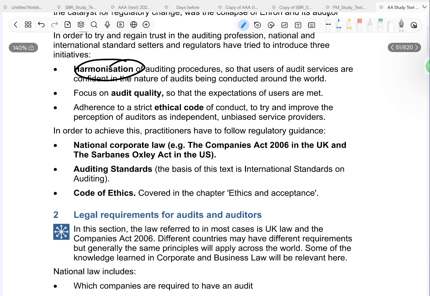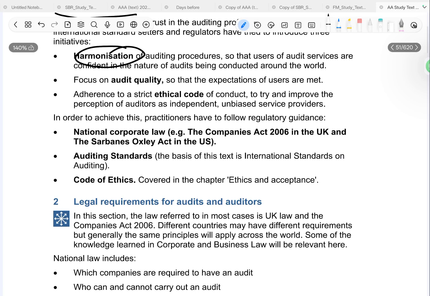Second, focus on audit quality. Audit must actually meet the expectations of users, not just be a formality. Third, a strict ethical code of conduct. This helps auditors ensure and remain independent and unbiased.